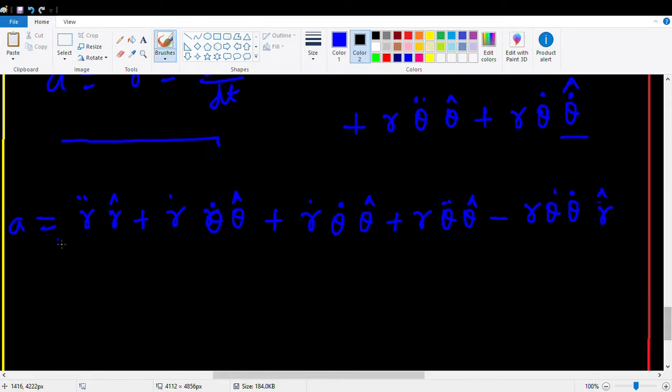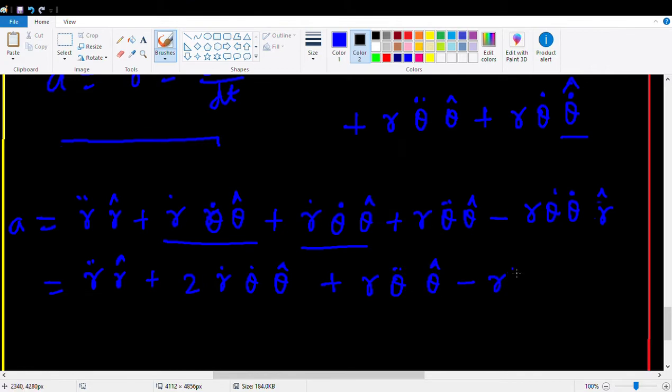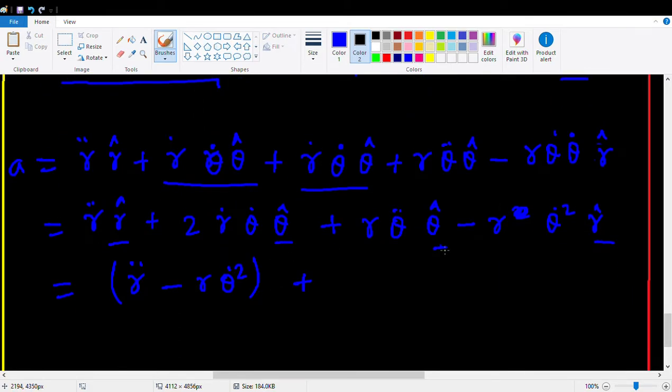It is a little bit too mathematical, so please don't get bored. You have to do all this stuff. Now see here, it will become 2 r dot theta dot theta hat plus r theta double dot theta hat minus r theta dot squared r hat. Now this is my acceleration.